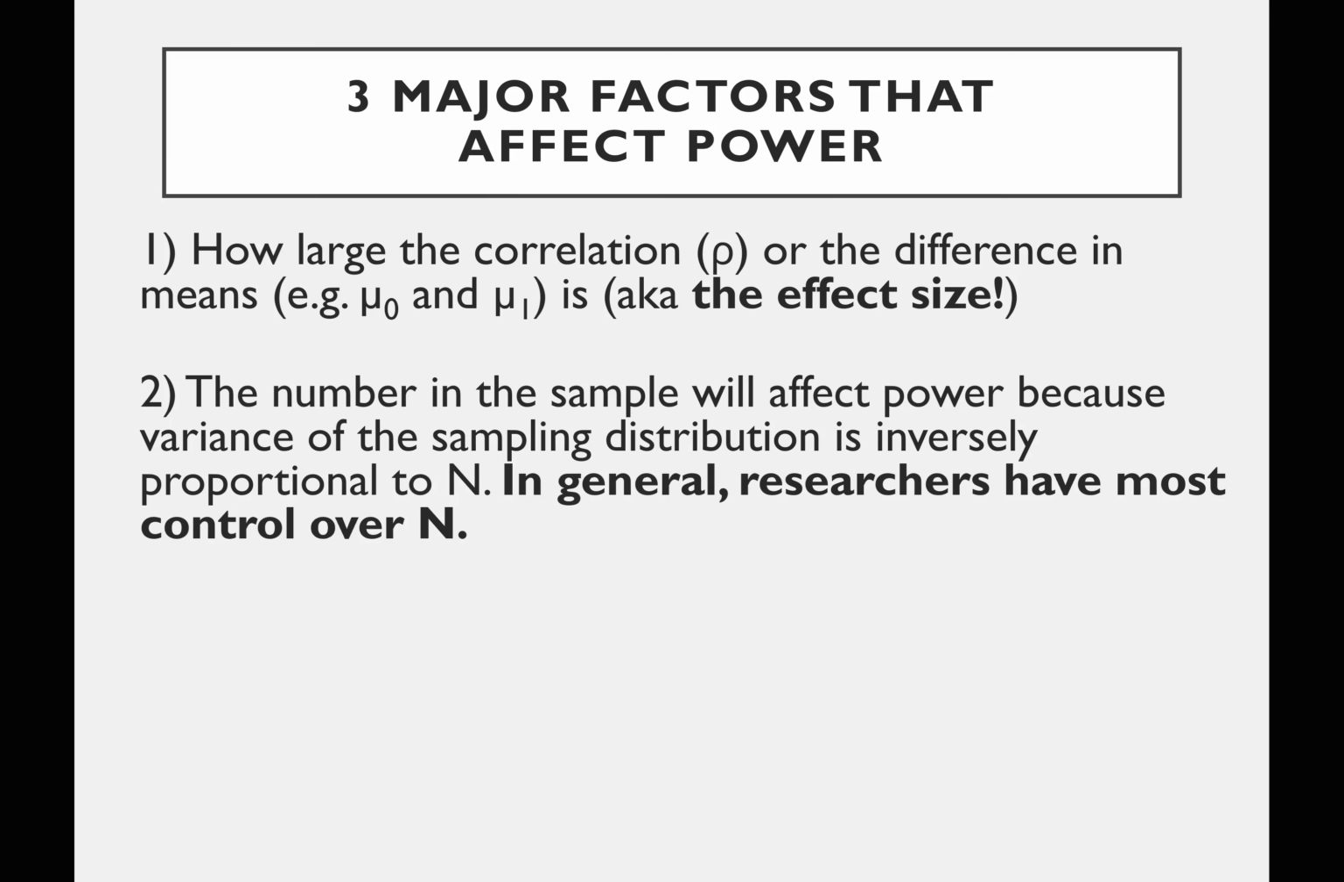Another thing that affects our power is how many people are in your sample. Remember that when we're doing our z-scores and our t-scores, sometimes we're dividing by the standard error, right? And the standard error looks something like this. It's sigma over the square root of n, or it's s over the square root of n. So the bigger that n is, the skinnier and skinnier our sampling distribution gets the more people we have in our sample.